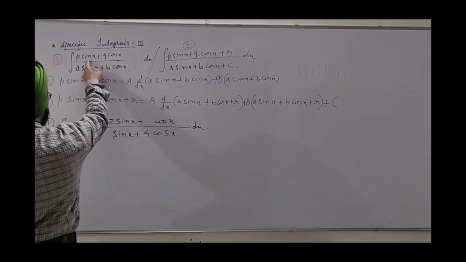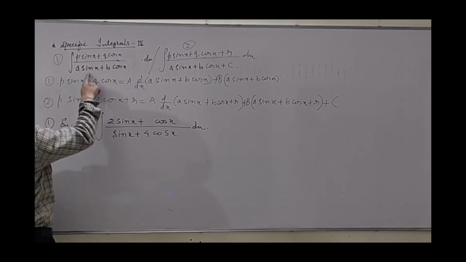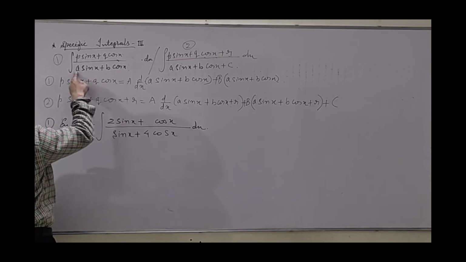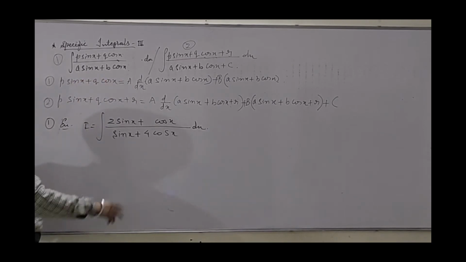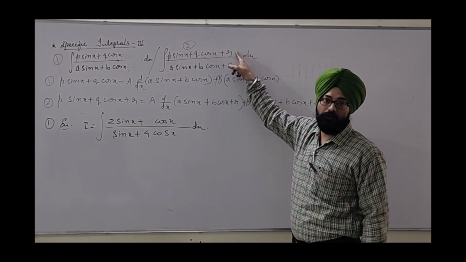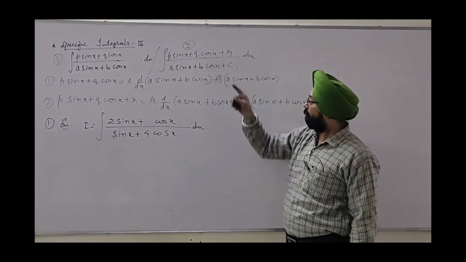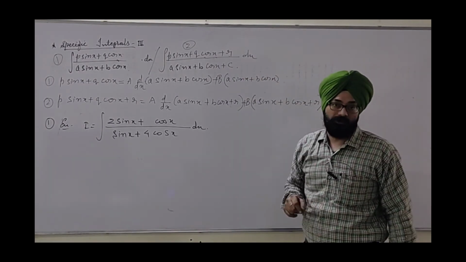Numerator has two terms, one of sin, other of cos with constant coefficients p and q, and denominator sin cos again with coefficients a and b. Here there is a change. In the numerator we have the third term also, a constant, and in the denominator also the third term is a constant, which does not contain any term of sin or cos.